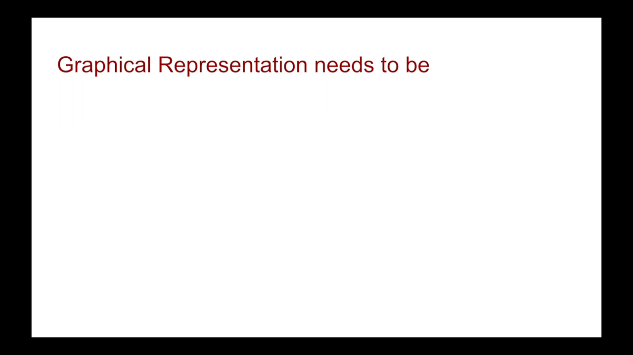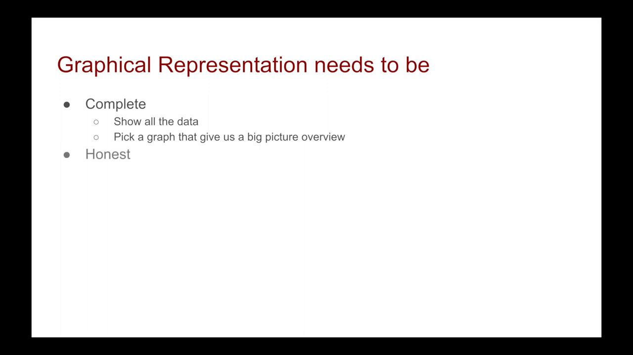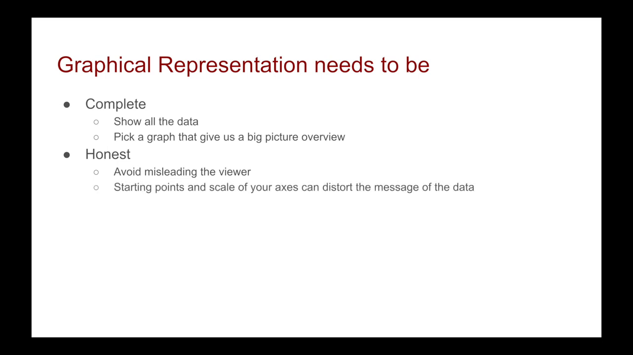Graphical representation needs to be complete. You want to show all the data, and so you want to pick a graph that gives us a big picture overview. Now you also want your graphs to be honest. You want to avoid misleading the viewer. And this is important because starting points and the scale of your axes can distort the message of the data.